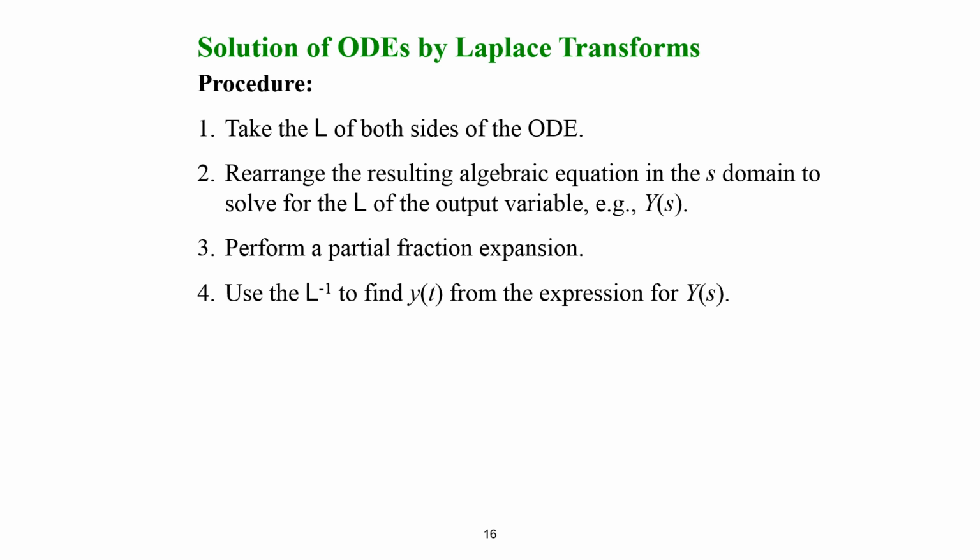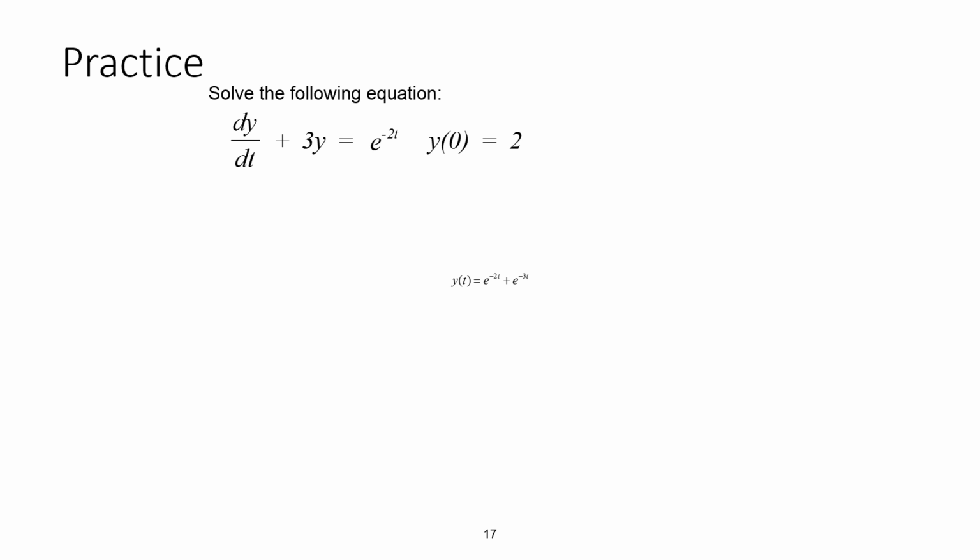In general, you can get a solution to an ODE by taking the Laplace transform of both sides of the ODE. You can rearrange to get an algebraic expression, and solve for the variable that you want for an explicit solution. You may have to perform partial fraction expansion in order to get it into a form that you can find in the tables. And then you'll use the inverse Laplace to come up with a y of t from the expression for y of s. Okay, so let's go ahead and just practice on this one.